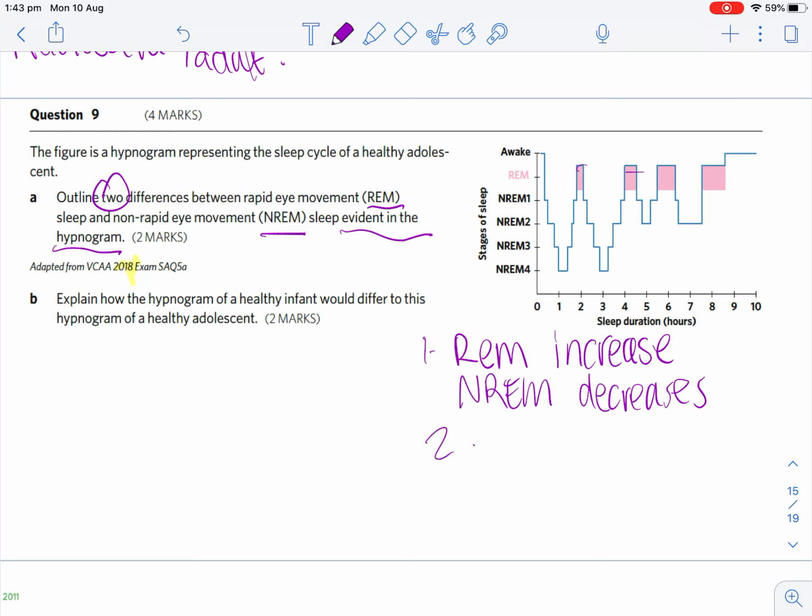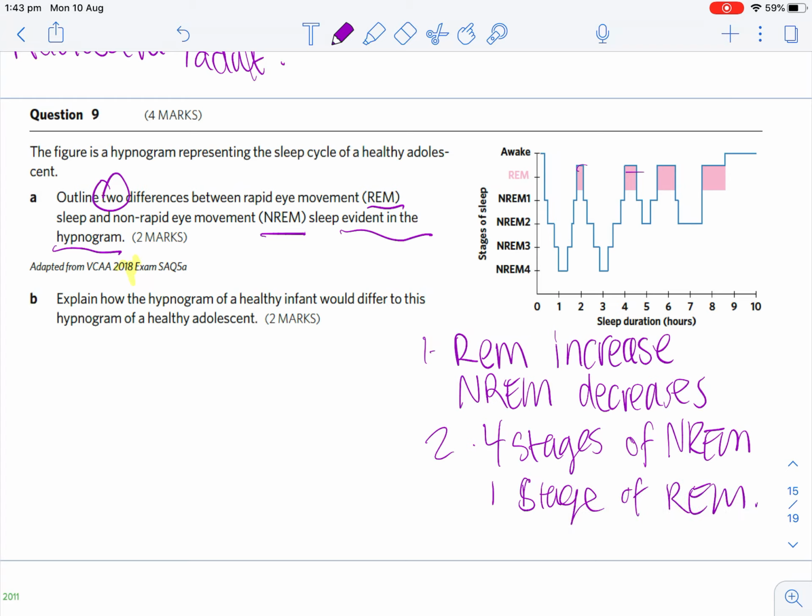And difference number two, simple one. There's 4 stages of non-REM, and there's only one stage of REM. That's a cheeky one that you can do.